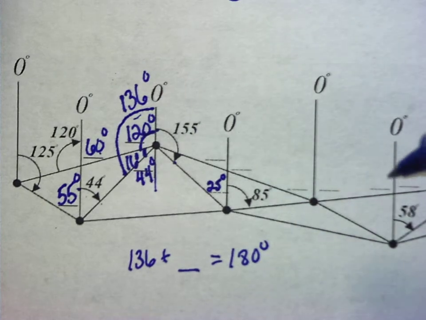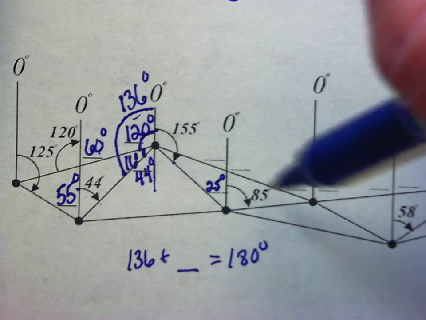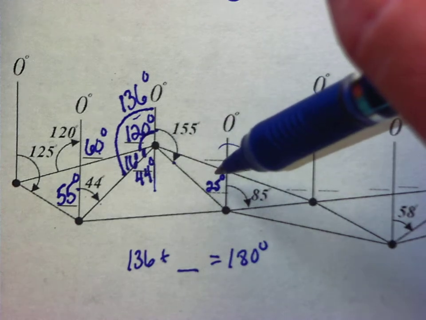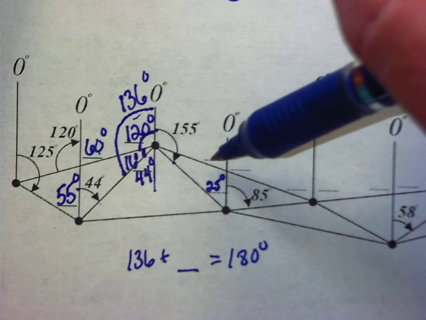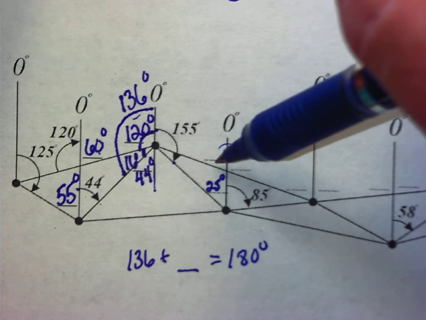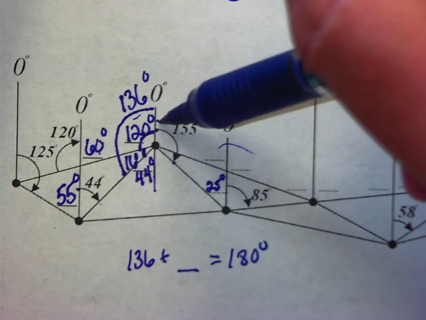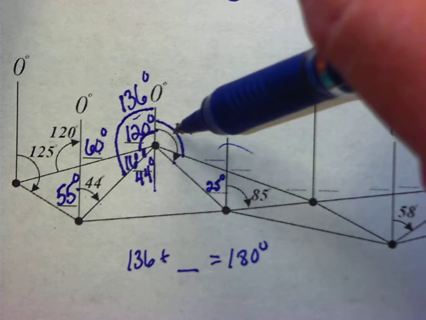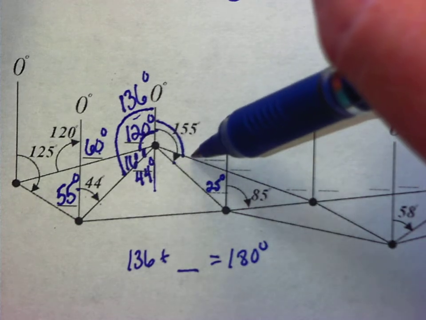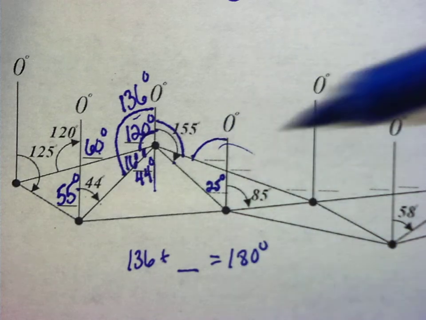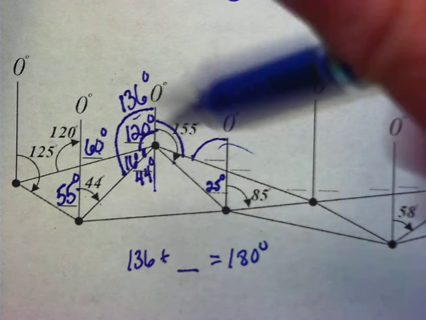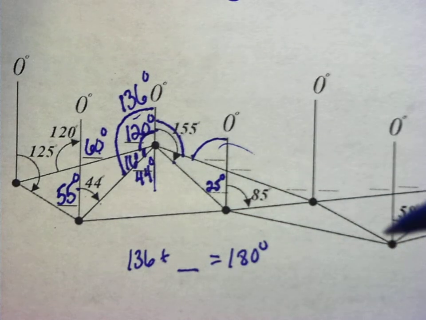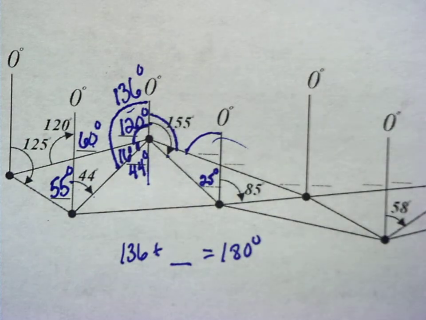Now, looking to see if there's any other connections here, I don't see any way at this moment to get the measure of this angle. If I knew the measure of this angle here, I know that this angle and this angle must add up to 180. But because I don't know this angle here, I can't come up with that. So let's see what else we can come up with.